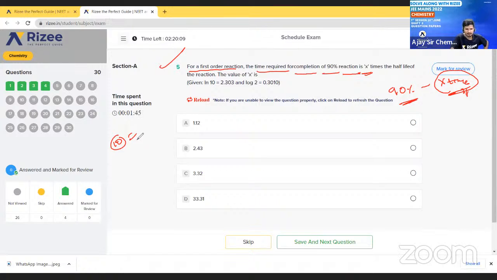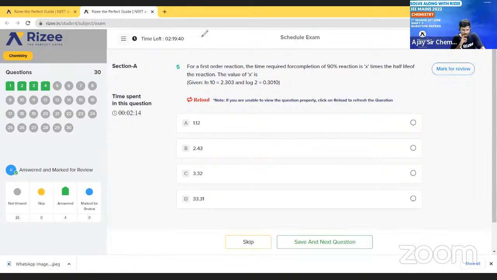Vijayeswar, what is the answer? For the first order reaction, the time required for completion of 90% of the reaction is x times. Then what is the half-life? Okay, your time is up. So let me calculate the answer. First of all, I will tell the trick, which is very important. If in the next session they ask any question depending on first order reaction half-life, you can solve it very easily.